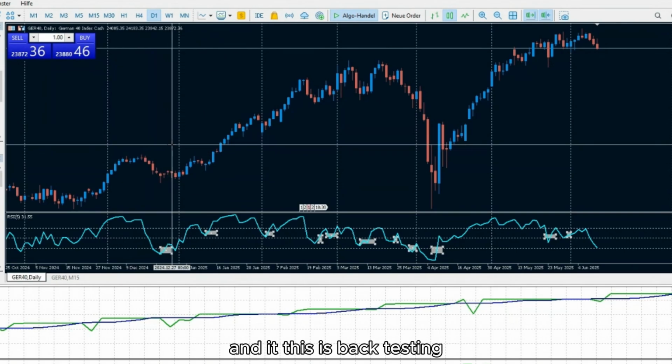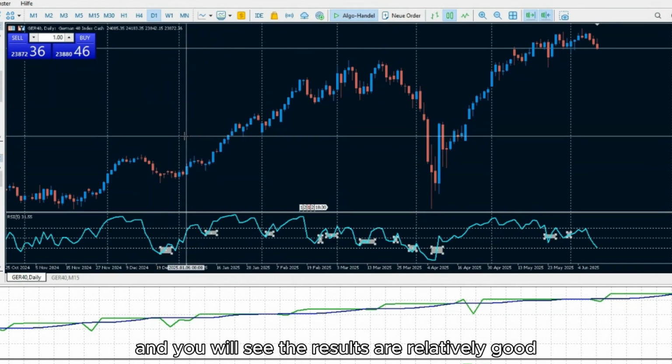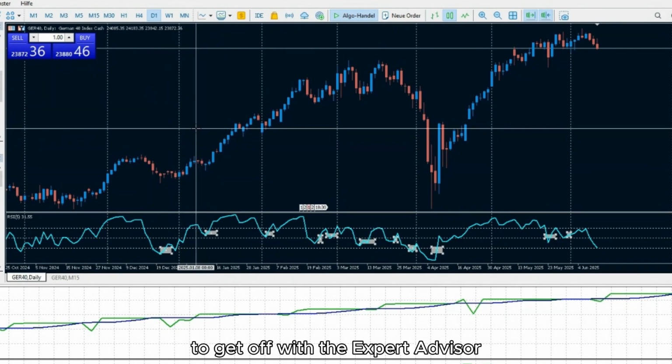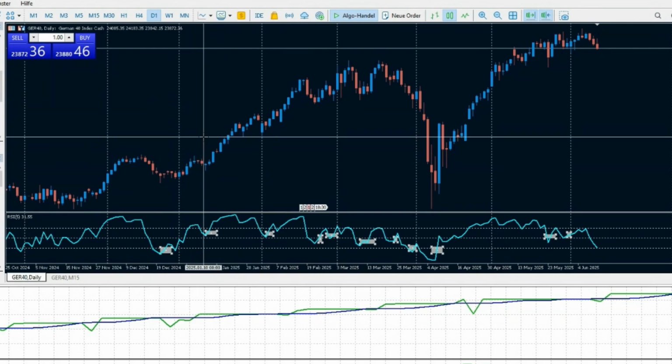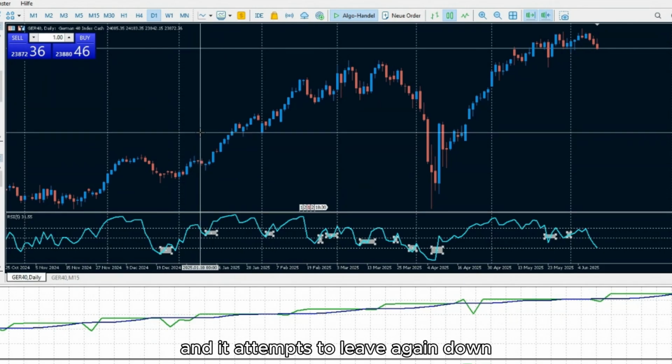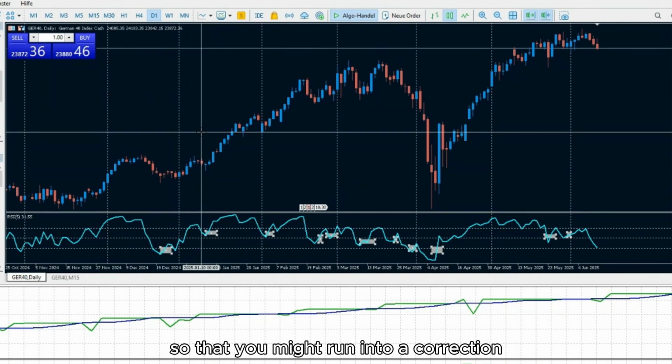And this is backtesting, of course, but this is just for showing the timing, that you can really time the entries, and you will see the results are relatively good. And you do the opposite to get off with the expert advisor. You wait for when it's going into overbought and it attempts to leave again down, so that you might run into a correction, into a retracement.